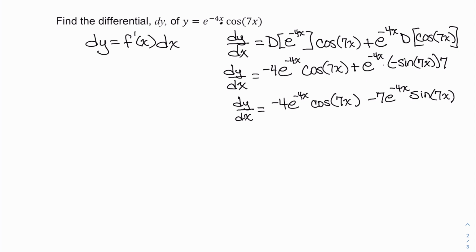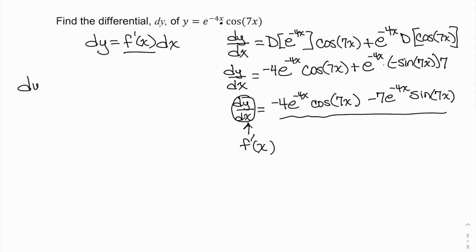So this dy dx notation is just another way of also writing the derivative. So our dy dx notation is just also meaning my f prime of x. So this expression is what we'll put in for the f prime of x.